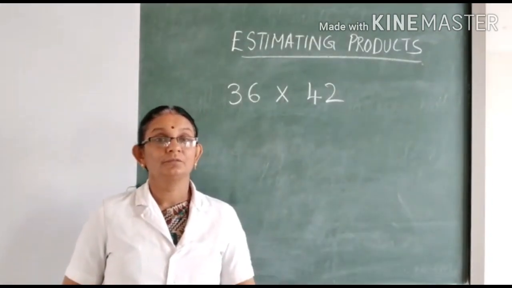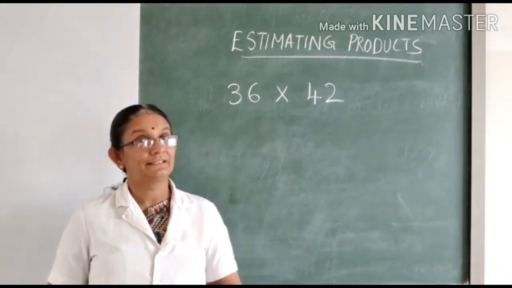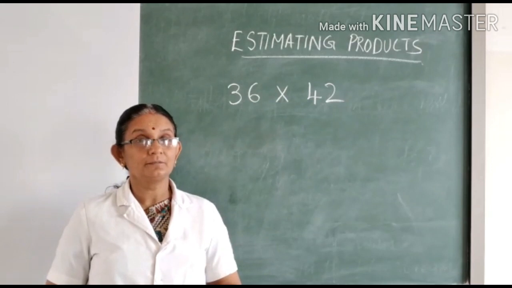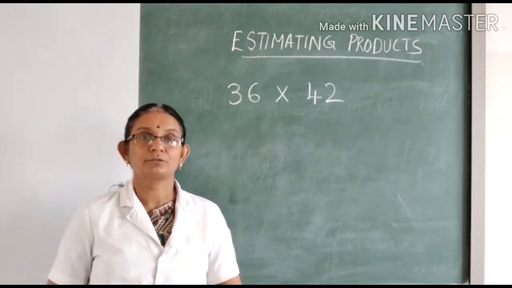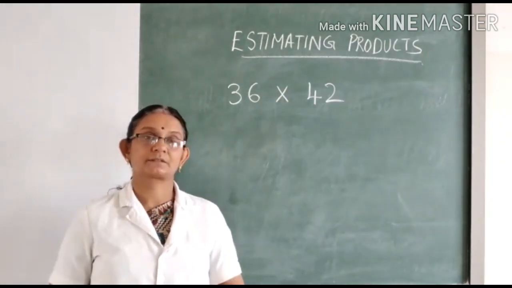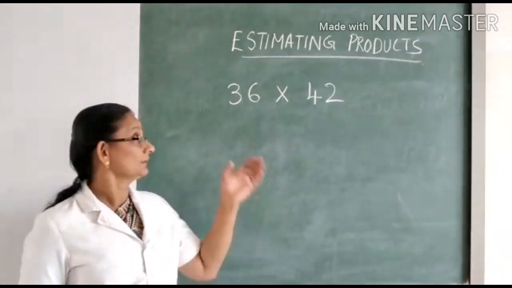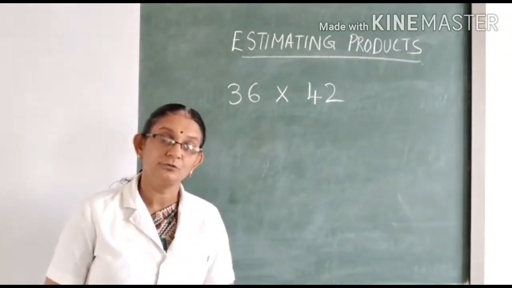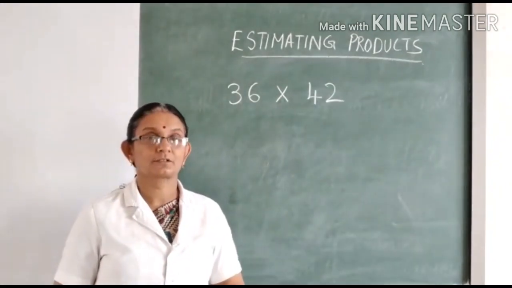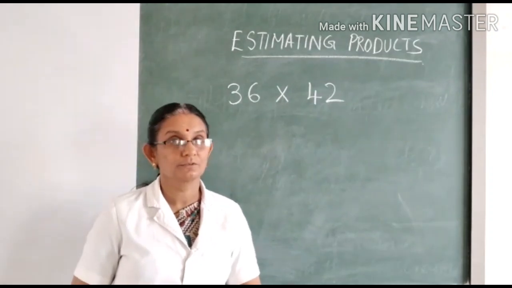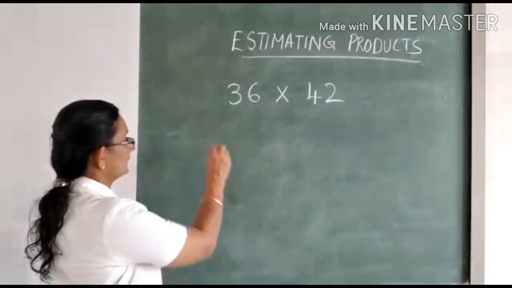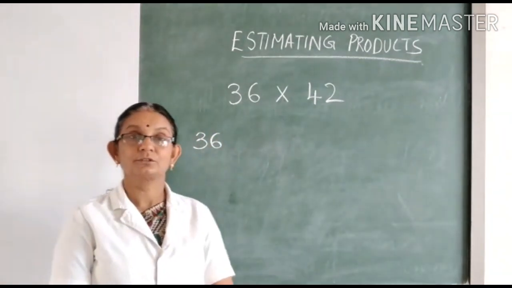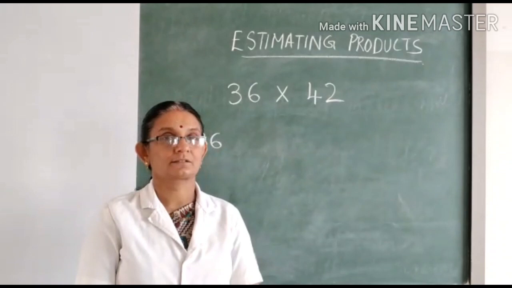So we are going to learn now how to estimate the product of numbers. For estimating products, first we have to round the numbers. Now we have two numbers, 36 and 42, and we have to find the estimated product. So first let us round the numbers. The number 36 is rounded to the nearest tens.